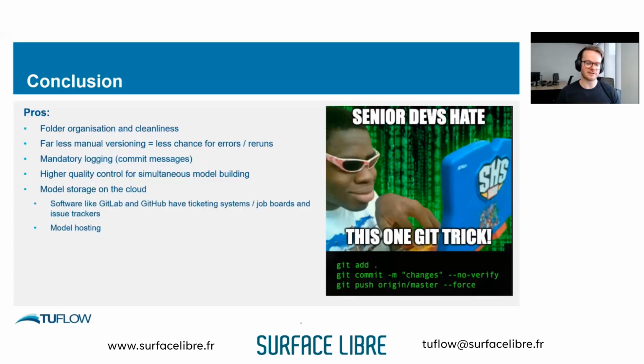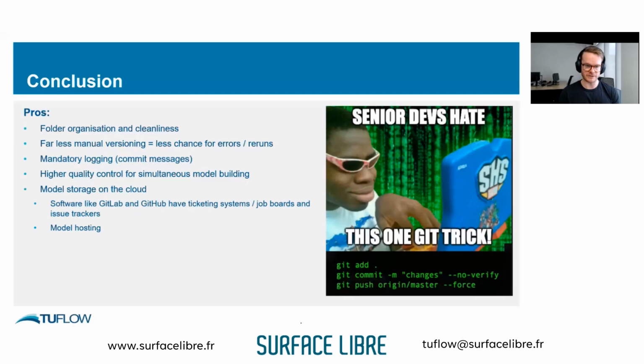Model storage is really nice. Having something like GitLab and GitHub is just quite a nice way to view the history of the model. And like I said before, it has a number of other useful features around it, like ticketing systems, job boards, and issue trackers, where you can assign people tasks and get them to go off, and you can have discussions on those tasks. So it probably makes model review processes a lot nicer as well.